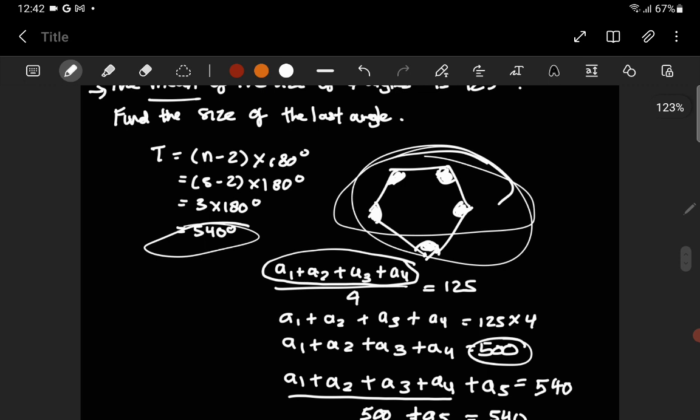Okay, I don't know the exact size of each of the 4 angles, but I know that the sum of all 4 angles there is 500. The only angle that I know the exact size of is the 5th one here, which will be 40 degrees. That one is about geometry, okay?